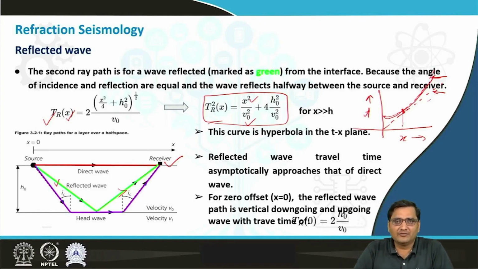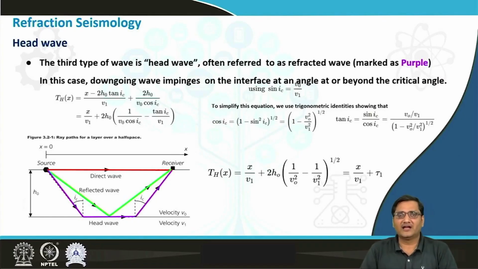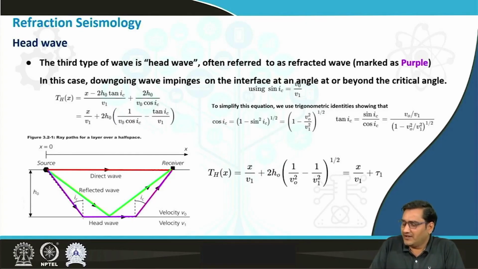Now let's move on to the third wave, that is the head wave. This third type of wave is often referred to as a refracted wave and is represented by this purple color here. You can see the wave is traveling downward, then it is traveling in the top layer, then it is traveling along the interface between both of the layers and then going in the up direction before it is recorded at the receiver. So in this case, the downgoing wave impinges on the interface at an angle at or beyond the critical angle.